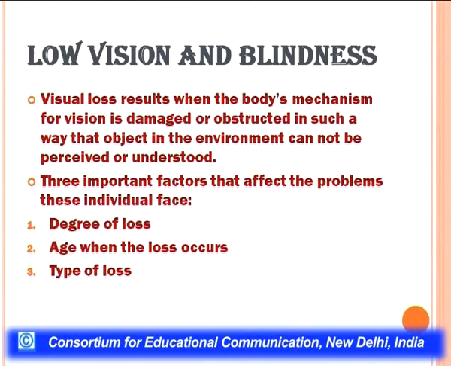Age, when the loss occurs. Age is very important because if it happens after 2 years, the child retains some kind of idea in his or her mind, because till that time he or she learns a lot through the environment. And the type of loss, whether congenital or accidental. So these three factors are very important when we talk about low vision or blindness.